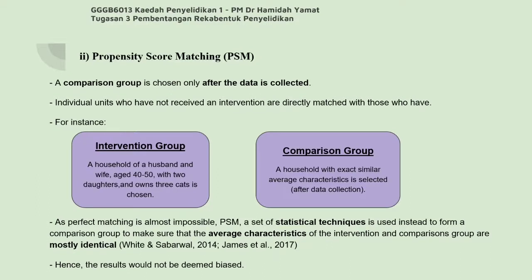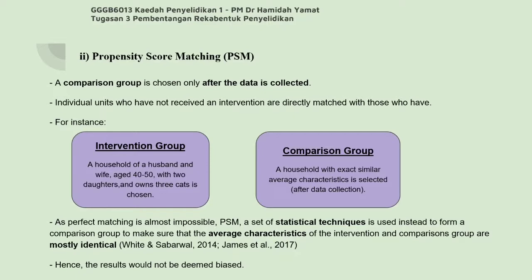Moving on to the next technique, propensity score matching. The researchers use this method when a comparison group is chosen only after the data is collected. And these individual units who have not received an intervention are directly matched with those who have in PSM.